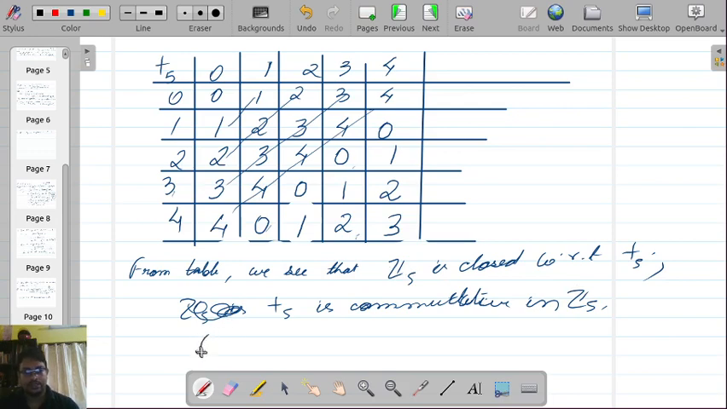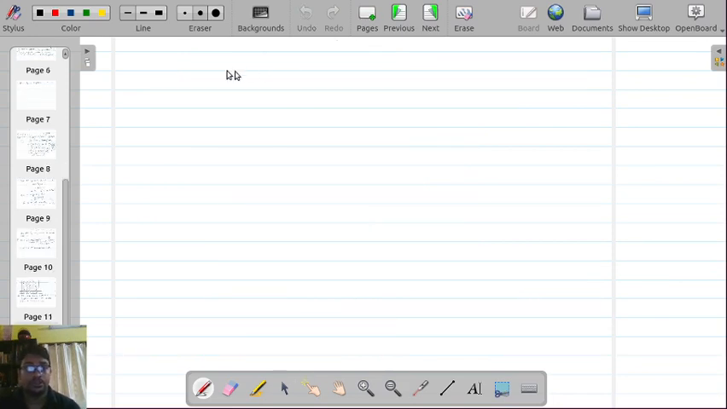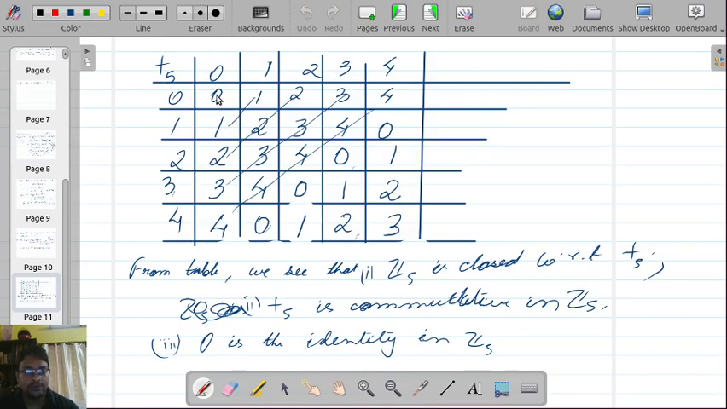Then also we see that 0 is the identity. We see several things. Number 1, number 2, number 3: 0 is the identity in Z5. Also we'll see the inverses of 0, 1, 2, 3, 4. So let us see from the table what is the inverse of 0. 0 inverse is 0 itself, because 0 plus 0 is 0.